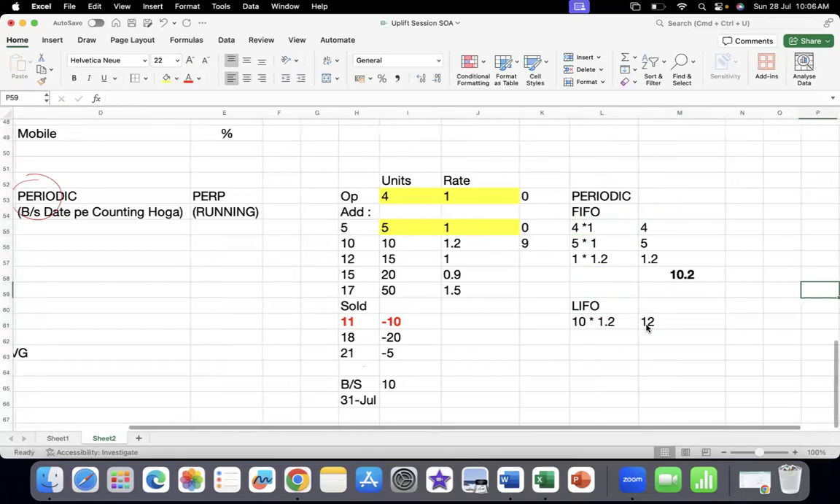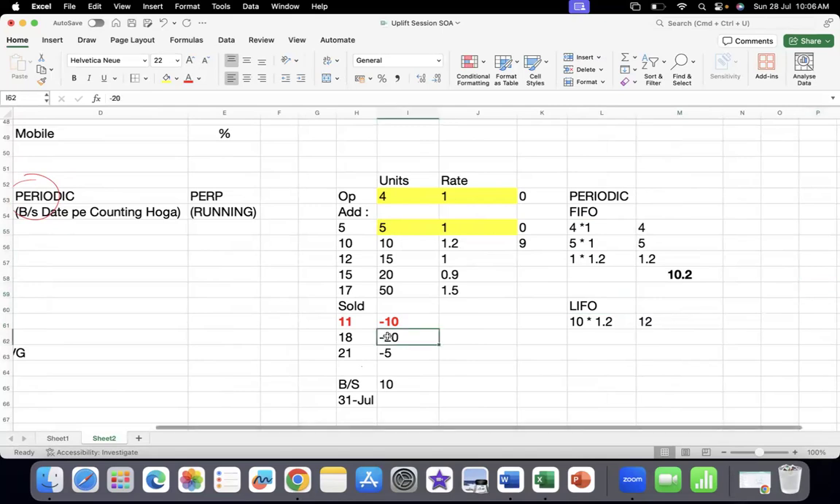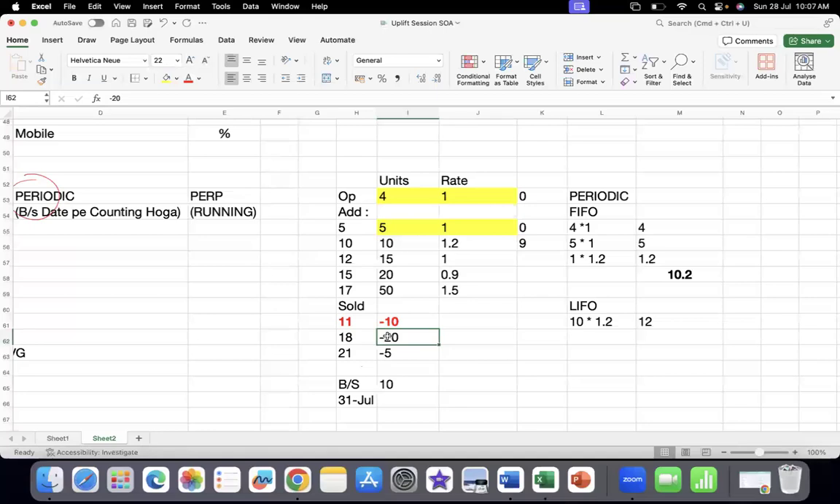But if you want to calculate it on a perpetual basis, the first time you calculate the periodic and perpetual, it will always be the same. The problem happens in the second one. So there is a timing difference now. For periodic, it's only one calculation you have to make, but on perpetual basis, you have to make multiple calculations on every sale.